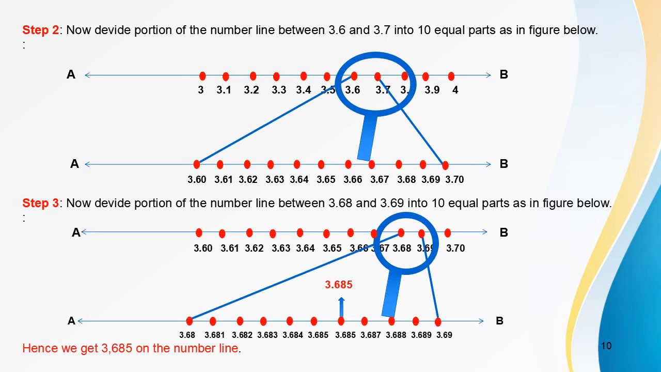Step 2. Now divide the portion of the number line between 3.6 and 3.7 into 10 equal parts as in the figure below. Step 3. Now divide the portion of the number line between 3.68 and 3.69 into 10 equal parts as in the figure below. Hence, we get 3.685 on the number line.